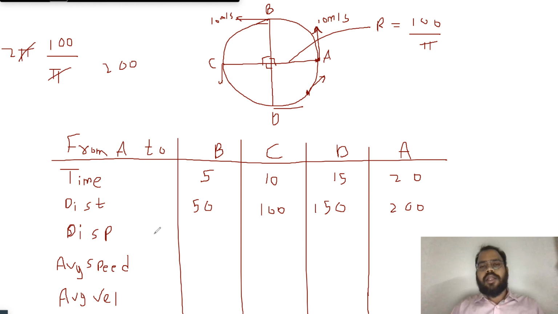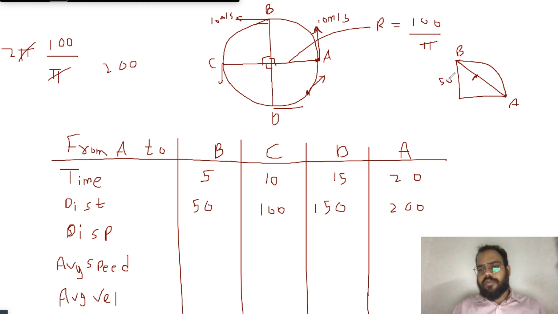Now you have to find displacement. So displacement is the shortest path. So this is my point A, this is my point B, and this was my distance. For displacement I'll join point A and point B. So this is my shortest path and this is my displacement.